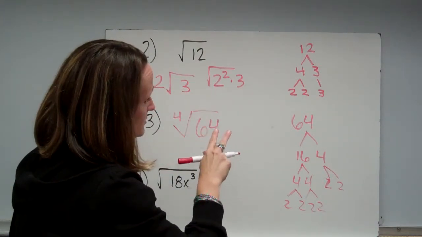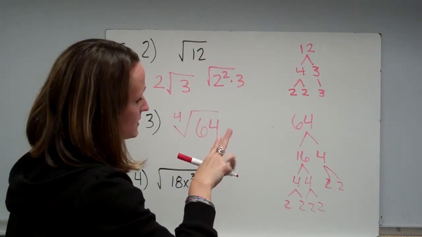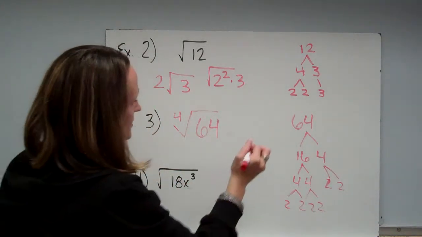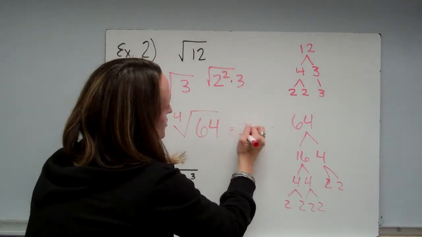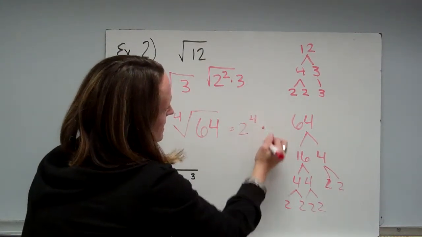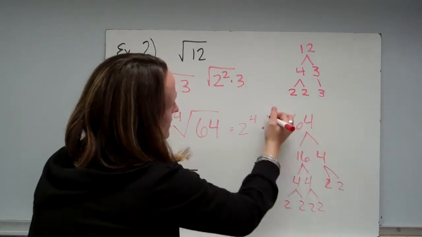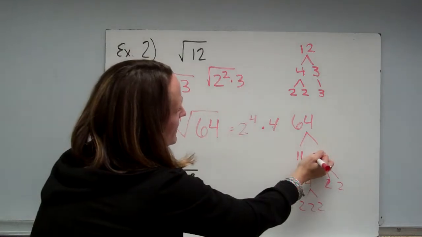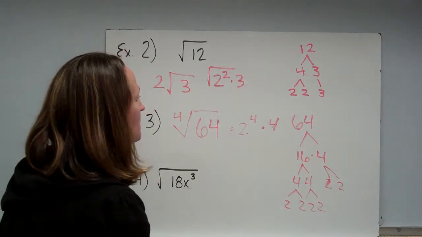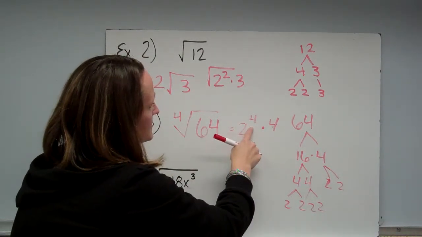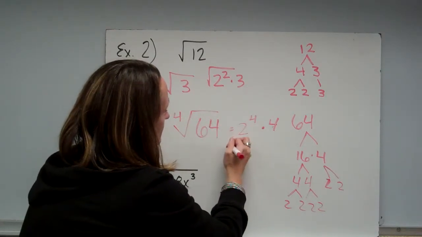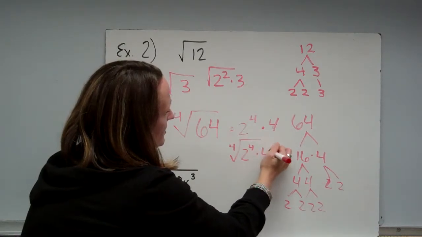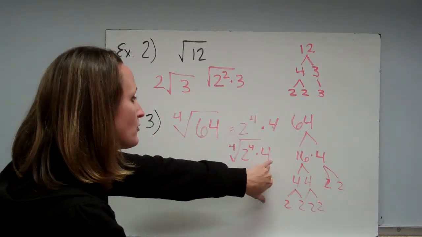2 times 2 times 2, 2 times 2 is 4 times 2 is 8 times 2 is 16. So 2 to the 4th power is that. So I would say 2 to the 4th power times 4 gives us that. So I can leave it right here just for the sake of this problem. Both of this we can take the 4th root of, sorry, and 4 I can leave under it because you cannot take the 4th root of 4.